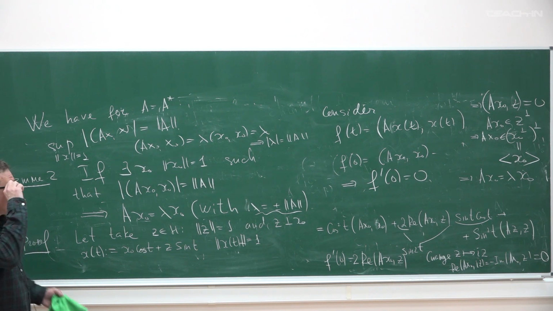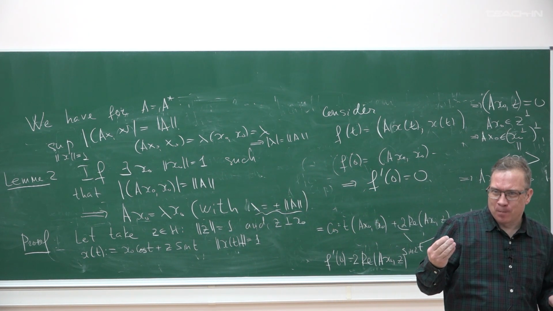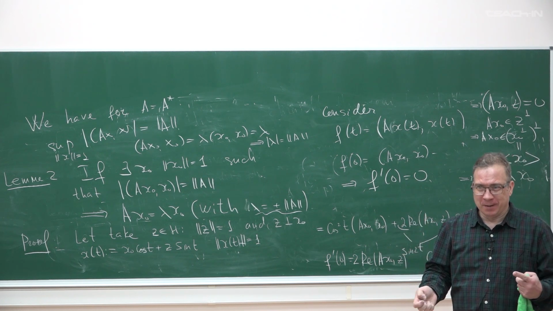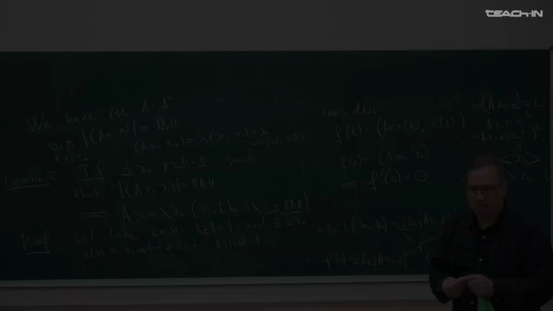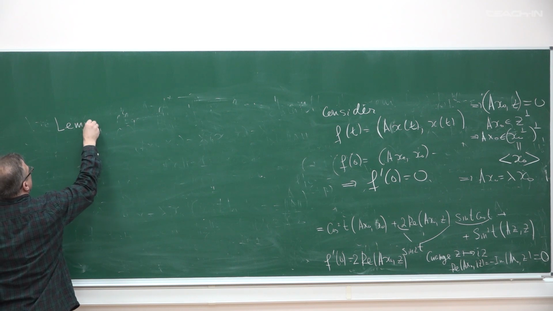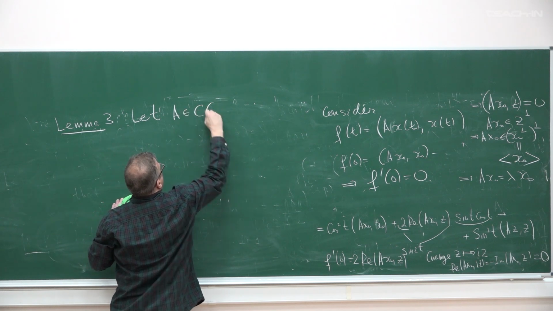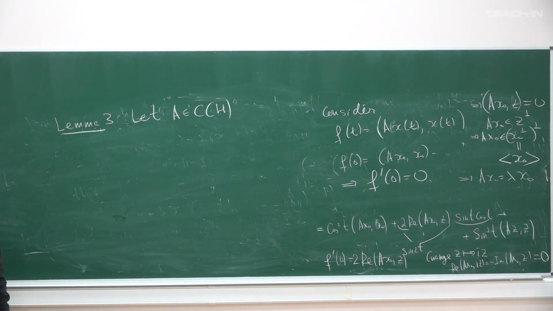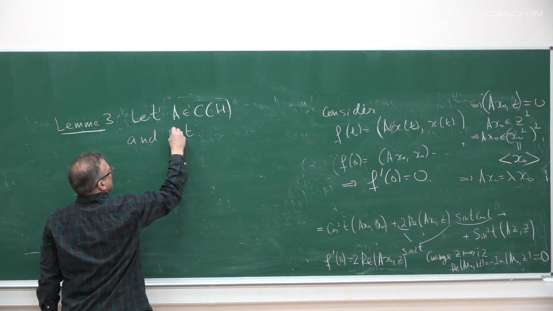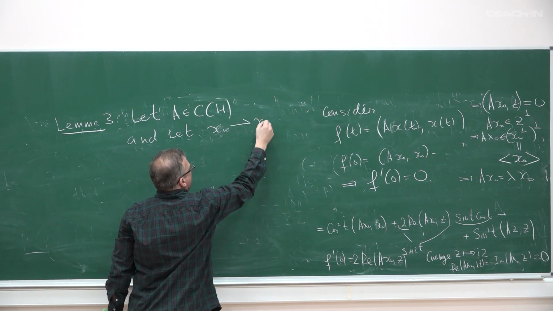Okay. So we have two lemmas on the properties of a self-adjoint operator. But the Hilbert-Schmidt theorem is on the properties of a compact self-adjoint operator. So some properties of compact operators. Lemma 3. Let A be a compact operator in H, and let the sequence xn weakly converge to x.